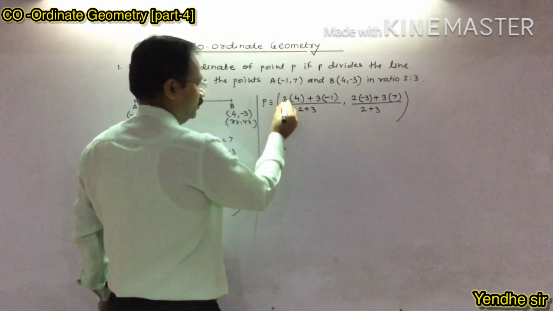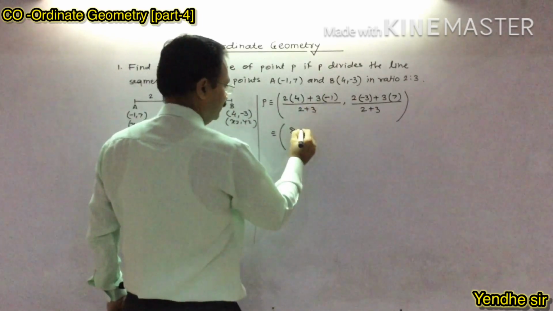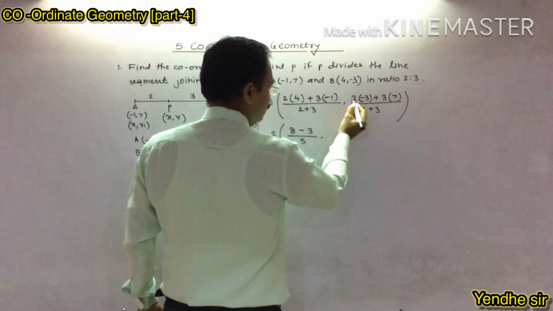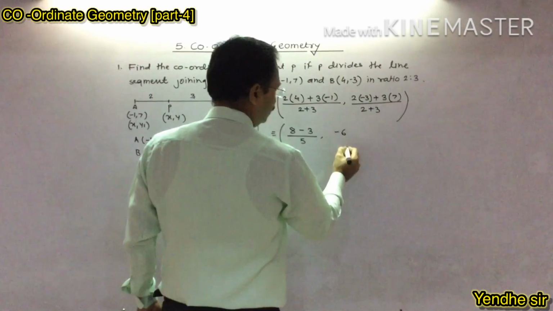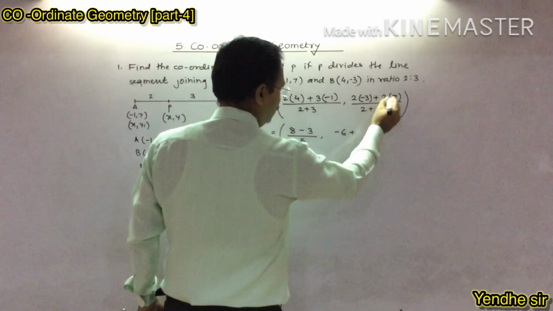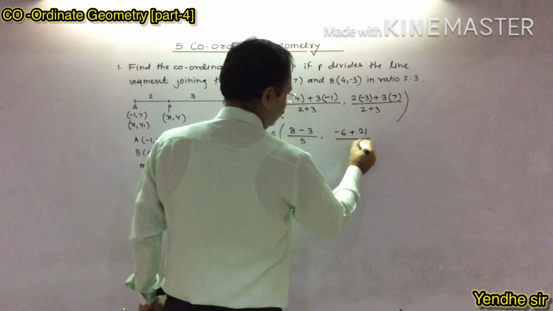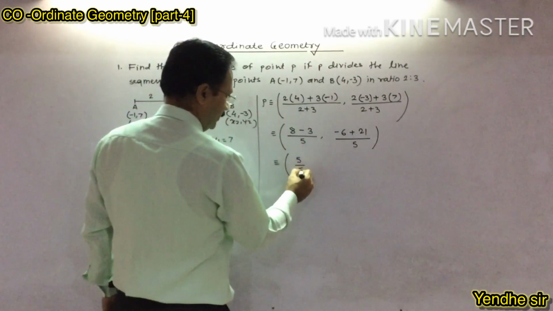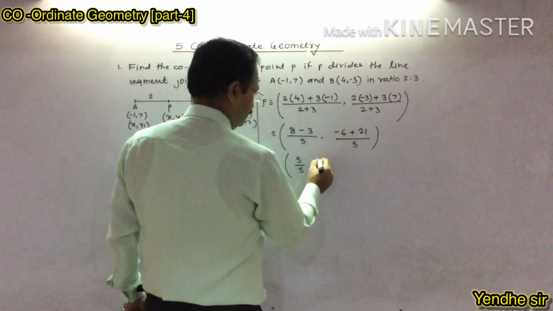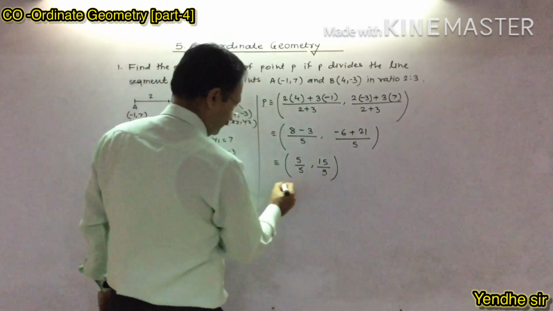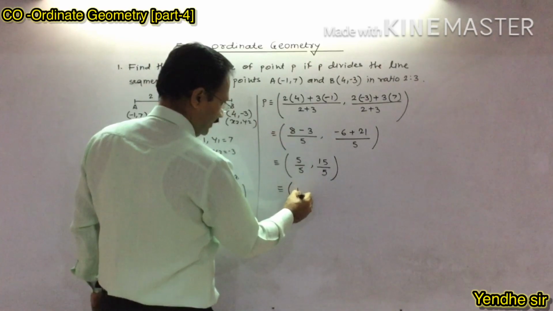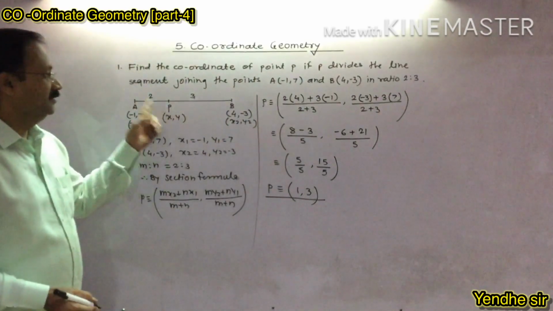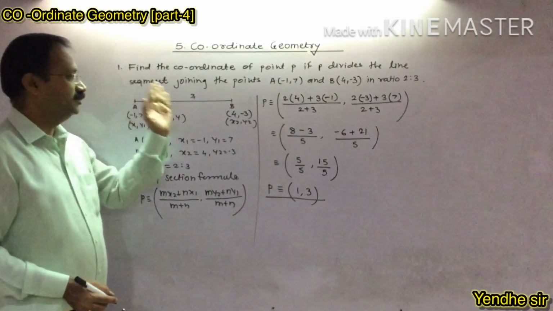So you will get 2 4s are 8, plus minus minus 3 1s are 3, upon 2 plus 3, which is 5, comma, 2 minus 3s are minus 6, plus 3 7s are 21, upon 5. So here you will get 8 minus 3, 5 upon 5, and 21 minus 6 will be 15 upon 5. 5 1s are 5 and 5 3s are 15. These are the coordinates of the point P which divides the segment in the ratio 2:3.